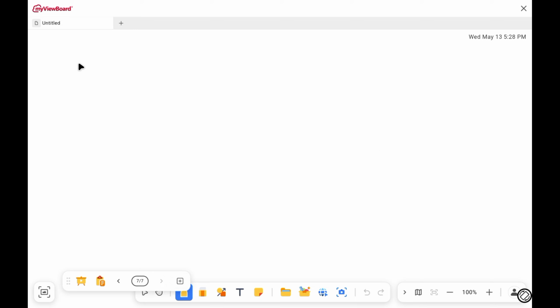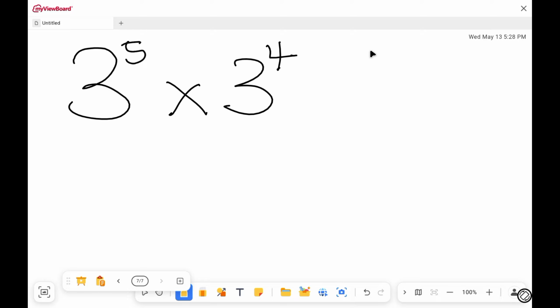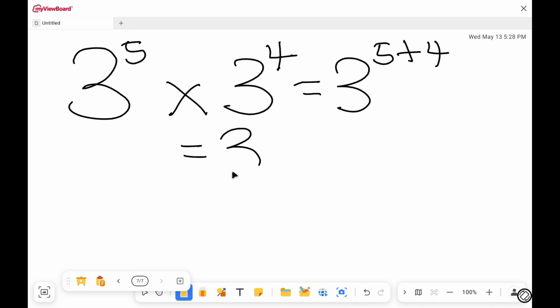Let's assume we have 3 raised power 5 times 3 raised power 4. How do we do this? I give you 30 seconds to think about that. You said 3 raised power what? 5 plus 4. That's correct. So we have 3 raised power 9. Do you get that now?